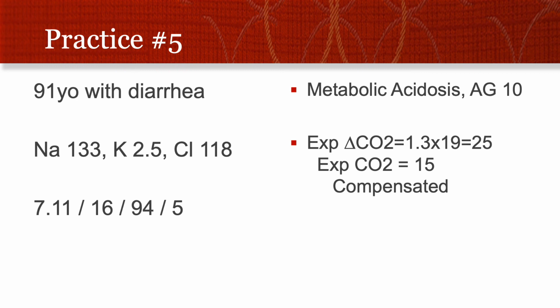Our expected change in CO2 equals 1.3 times the change in bicarb, so our expected CO2 is 25. Is minus 25. In this case, 40 minus 25 equals 15, and so this is a compensated metabolic acidosis. This is a real patient and quite a dramatic pH for an appropriate compensation in the blood gases.